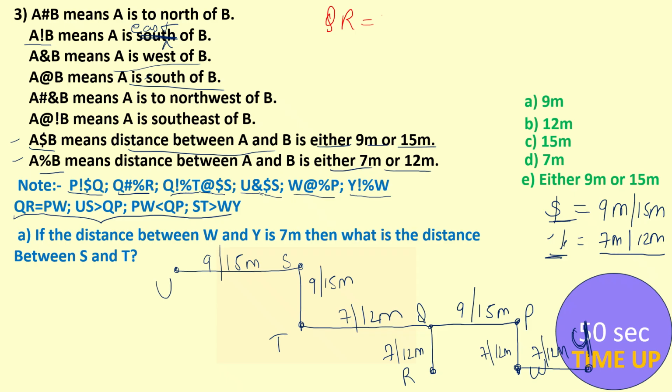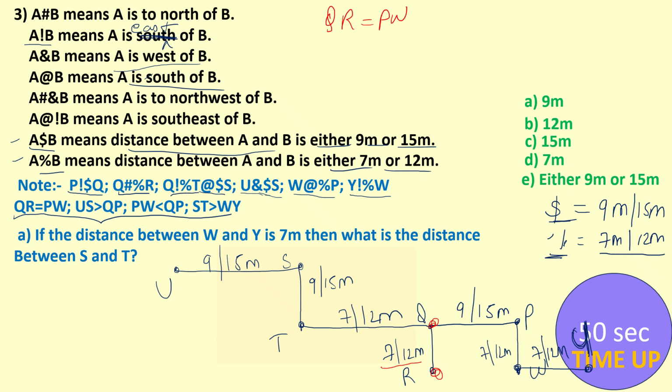Okay, from that we can't know which is what, because QR is what? Q is here and your R is here. It can be 7 or 12 meter. Okay, PW is also what? 7 or 12 meter. Okay, so if you get one distance, then that will be equal to another.